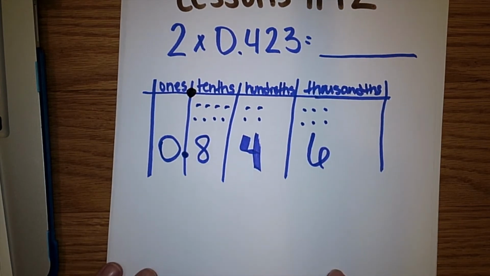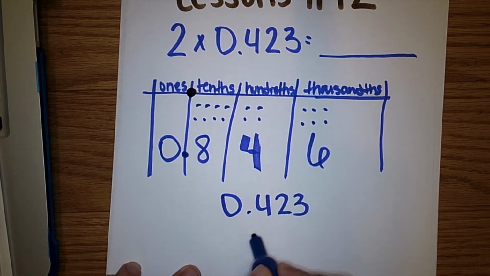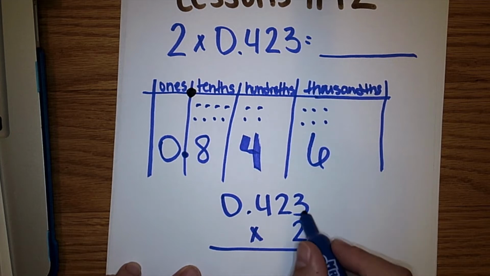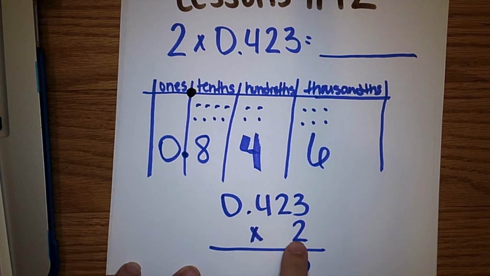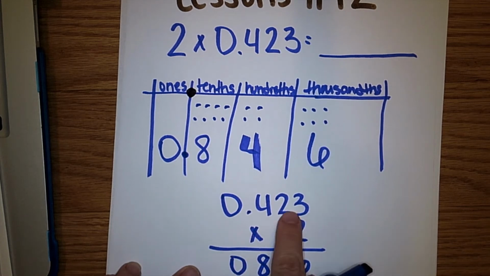And if we look at that as a standard algorithm, 2 times 3 is right under in that thousandths place. 6. 2 times 2 is 4. 4 times 2 is 8. 2 times 0 is 0. And we have 1, 2, 3 numbers behind the decimal, so that's where our decimal is going to go. Same answer.